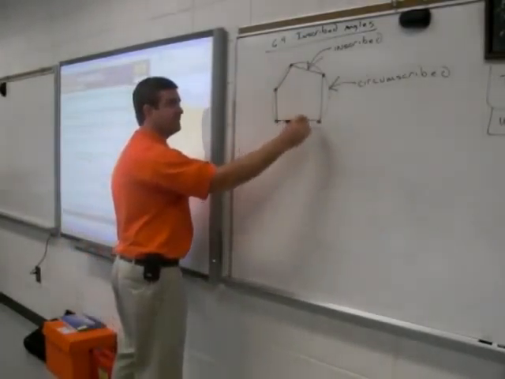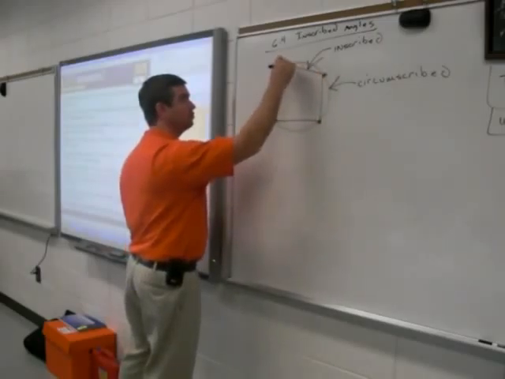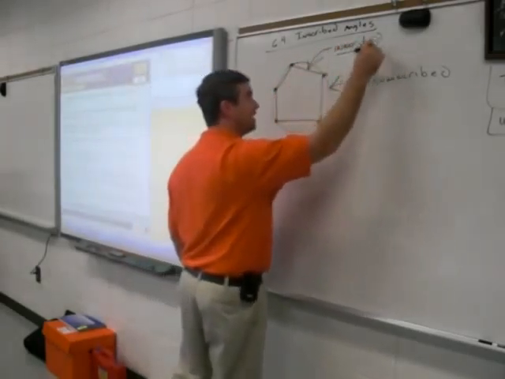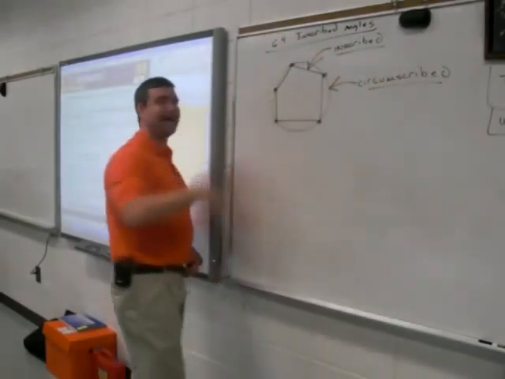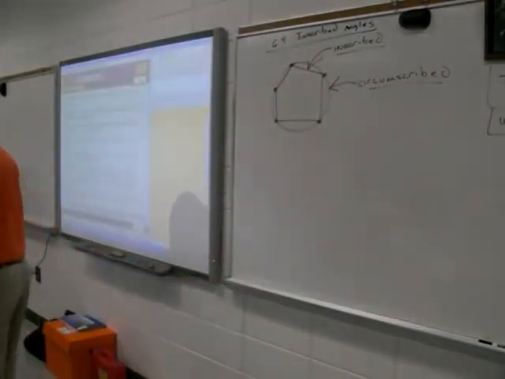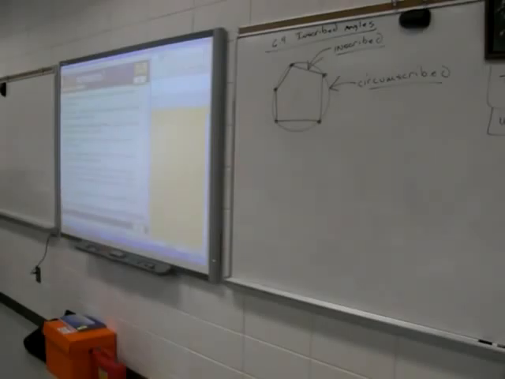All of these vertices have to be on the circle. So the polygon is inscribed, meaning it's inside the circle. And circumscribed means the circle is on the outside of the polygon. It's just terminology that you need to know in order to understand these two theorems.